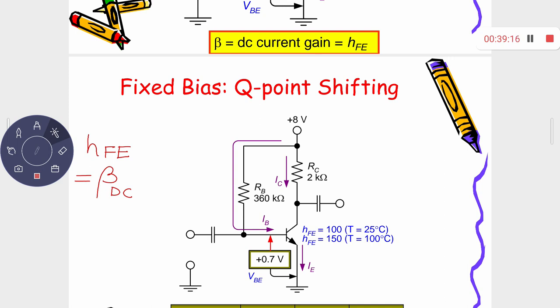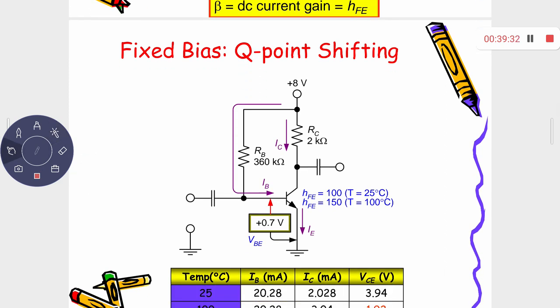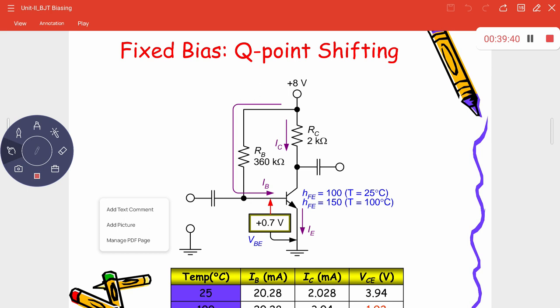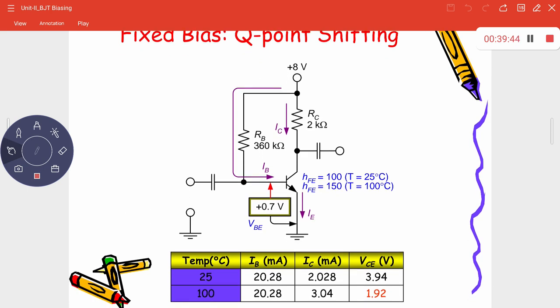What is IC then? Multiplied by 100, 2 milliampere. Then what should be your VCE? Actually, IB should be in microampere, not milli. This is microampere. VCE is 8 minus IC times RC. Multiply this by 2, subtract it from 8. 3.94. What is your ICQ, VCEQ? 2 milliampere, 3.94 volts. Right?